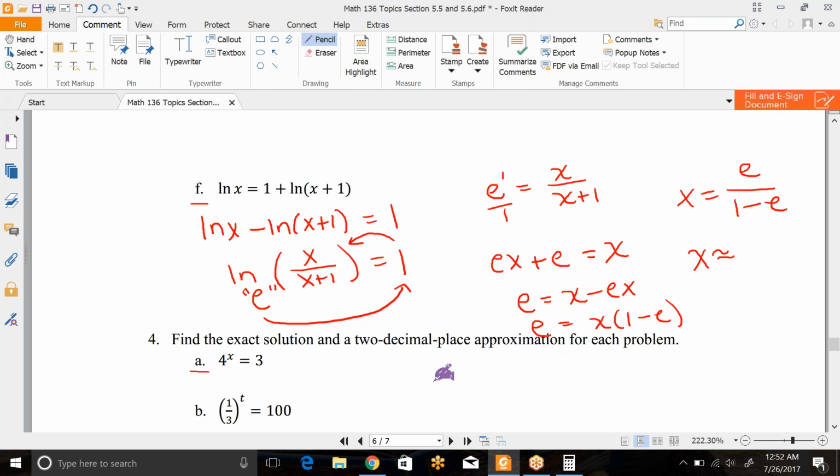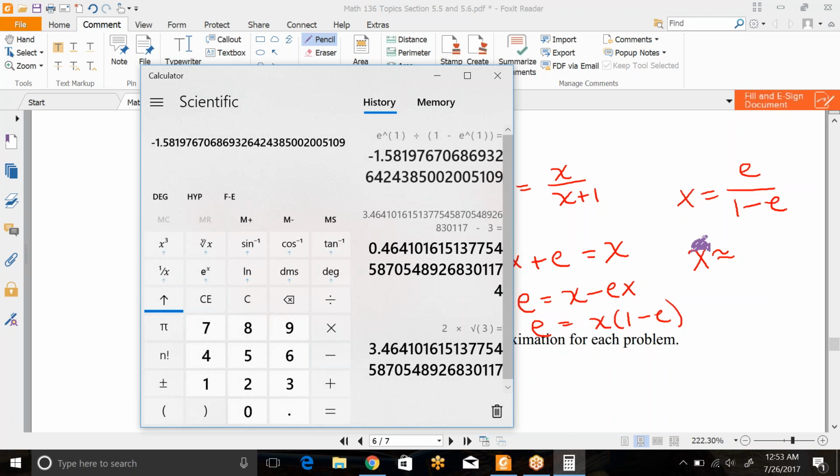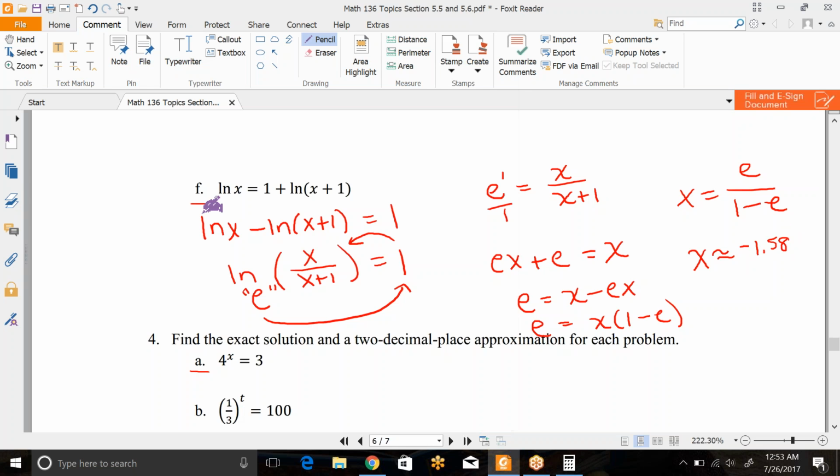To help you check this and see if it works or not, you need to type it in and get a decimal. So this is e, which would be e to the first, divided by parentheses 1 minus e to the first, close parentheses, hit enter. This is negative 1.58-ish. Now, if you plug that into the very first one, that will not let that be greater than 0. So this is actually a solution that doesn't work. It's the only solution we have, so that means this is a no solution equation.